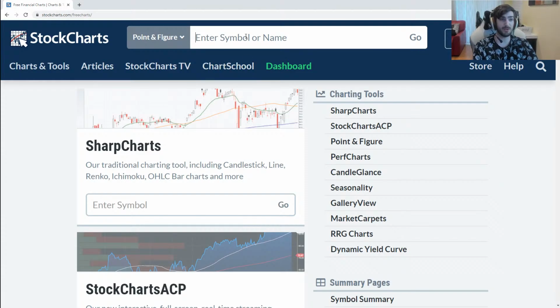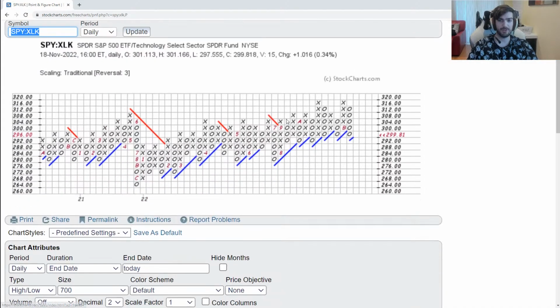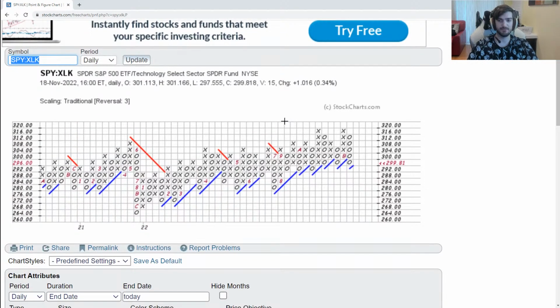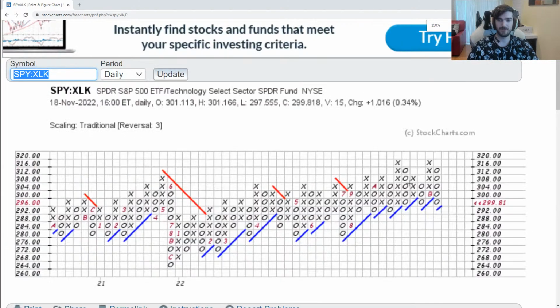What we can do is we can compare 2 different securities against each other. In this case, we'll do SPY versus technology, XLK. And what it does is it gives us a chart kind of like this. Columns of O's are going down. We don't want that. If a column of O's is occurring, that means that SPY is currently weaker than technology. Thing on the left, what we're comparing. Thing on the right, what we're comparing it to.